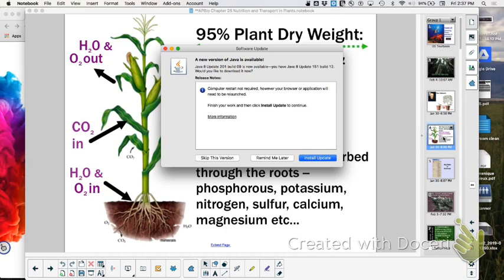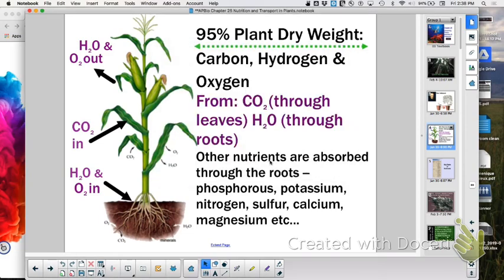I'm trying to get you to think big picture. Gases come in through the stomata, O2 and CO2, in, out. Through the roots, primarily oxygen is going in, and CO2 would come out. Does that make sense? Because the roots are doing what process? Cellular respiration. Okay, water comes up through the roots.